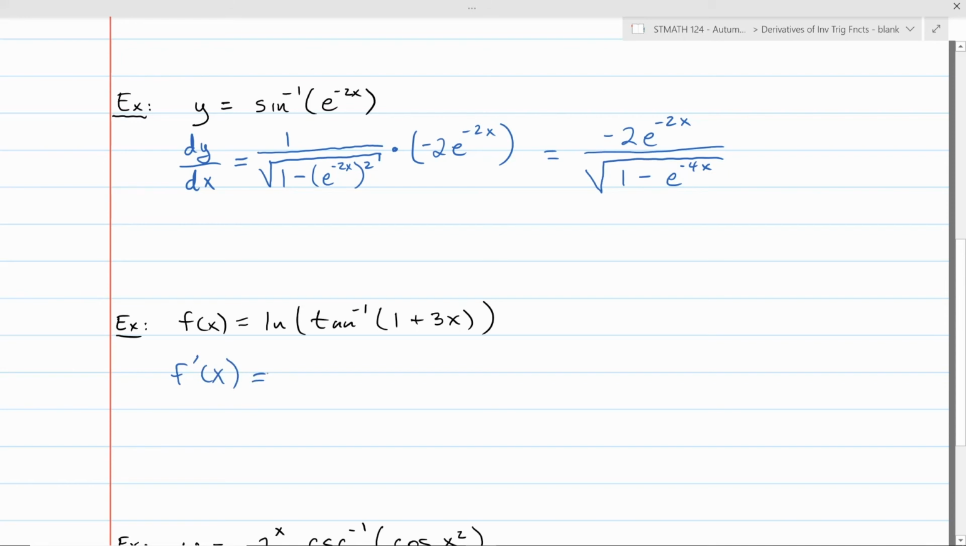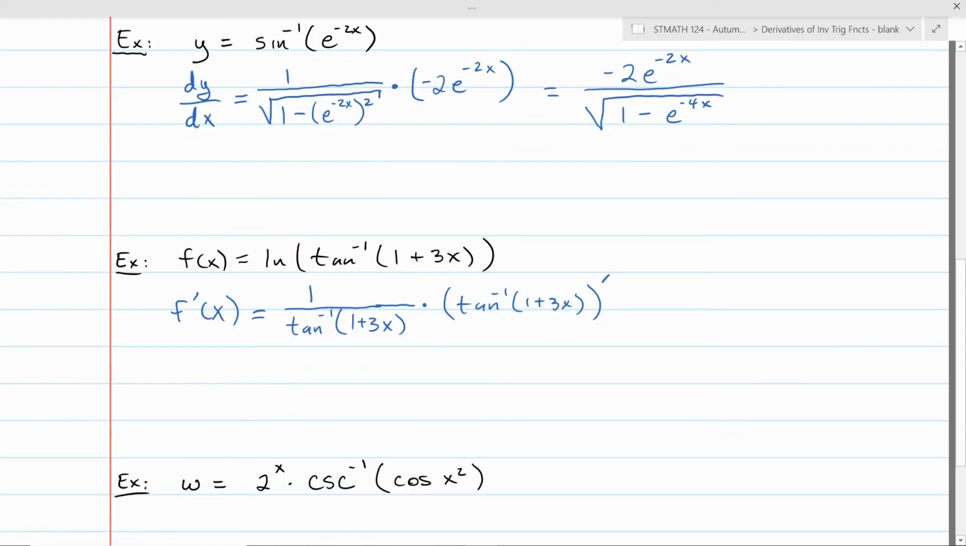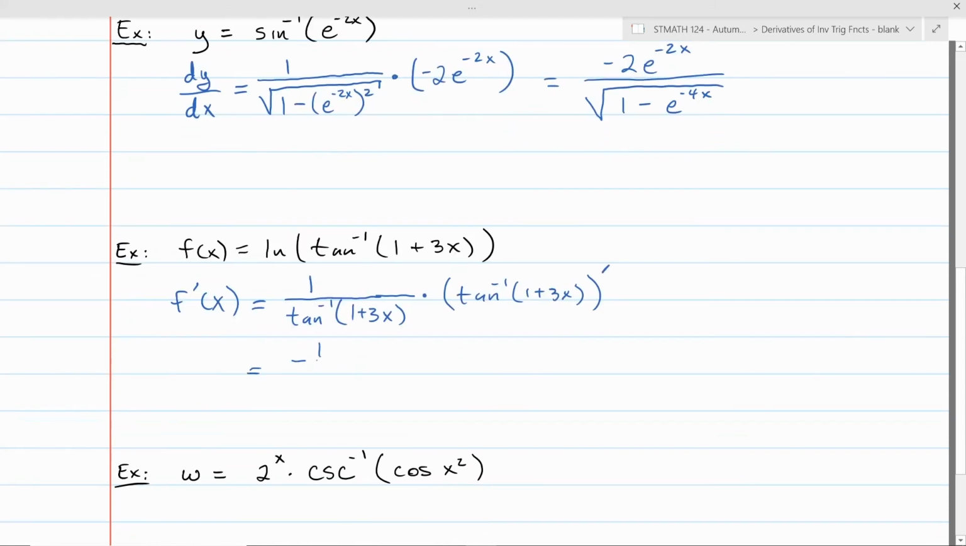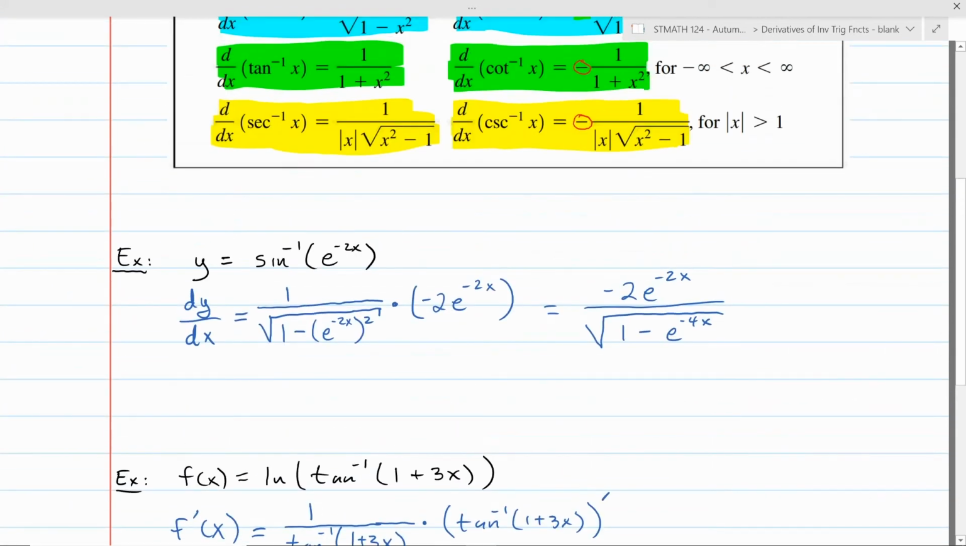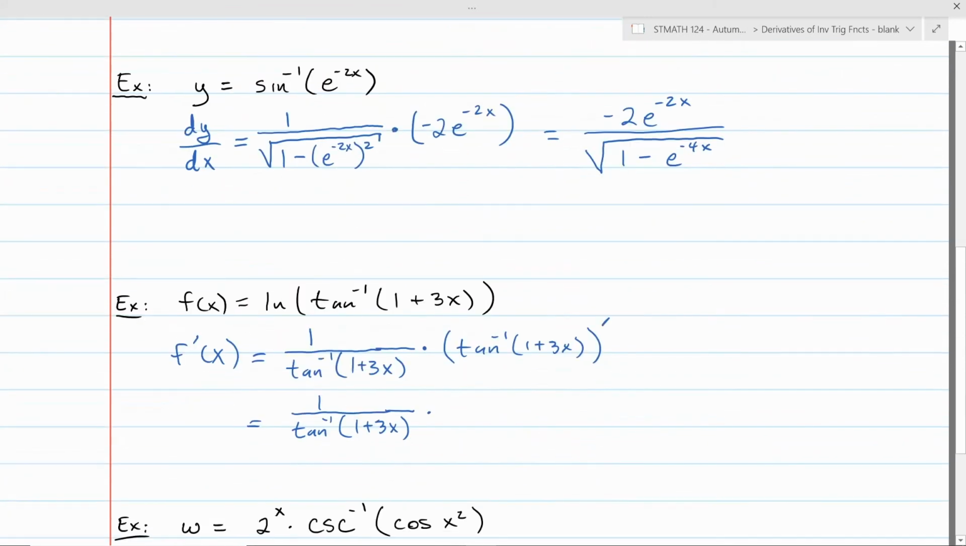Well, the derivative of the outside function, the natural log, you just do 1 over whatever's on the inside. But then you got to take the derivative of what's on the inside. And so now we got to do that next derivative. Okay, so our formula for differentiating the tangent inverse, it's 1 over 1 plus whatever's on the inside squared. So you're going to have 1 over 1 plus the inside stuff squared. And then lastly, you have to take the derivative of the inside stuff again.